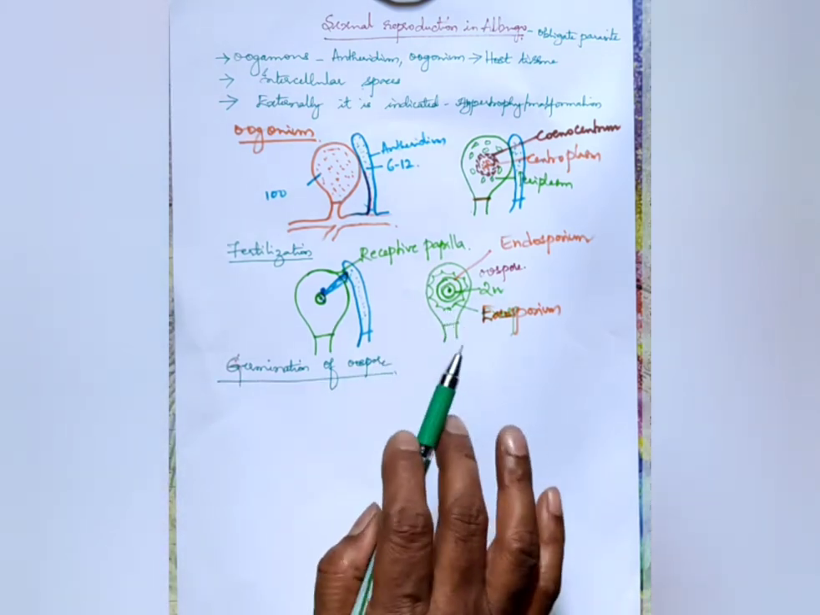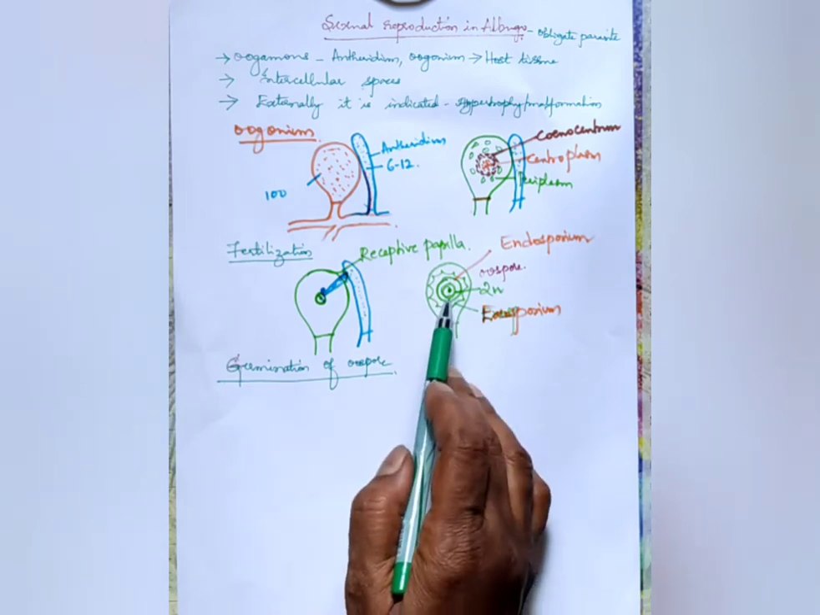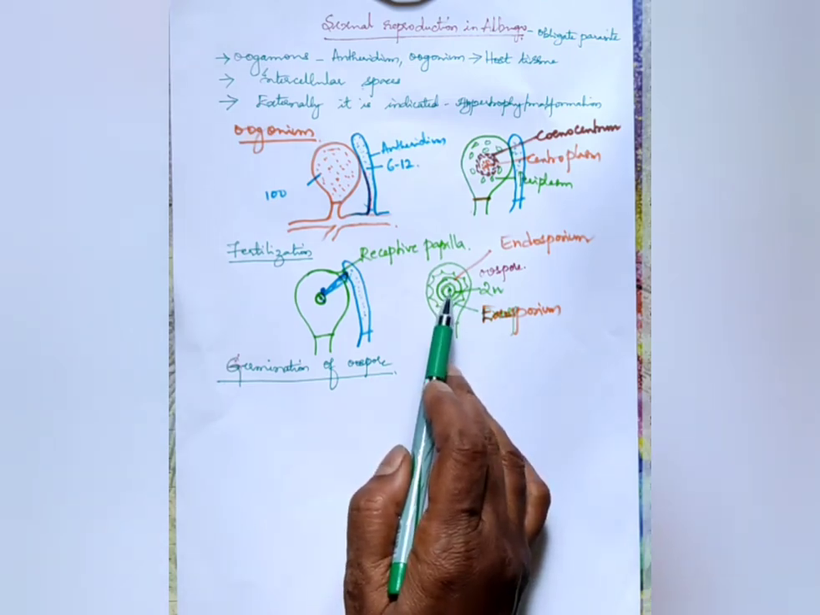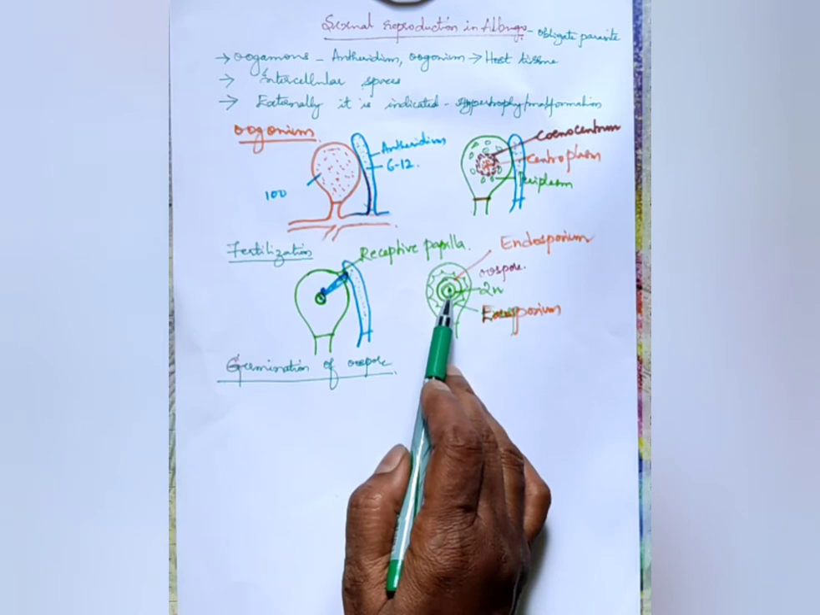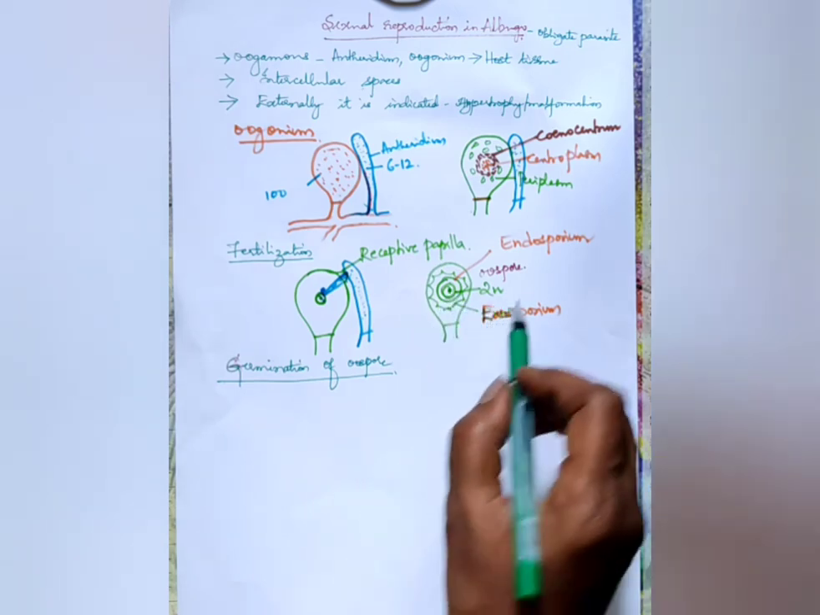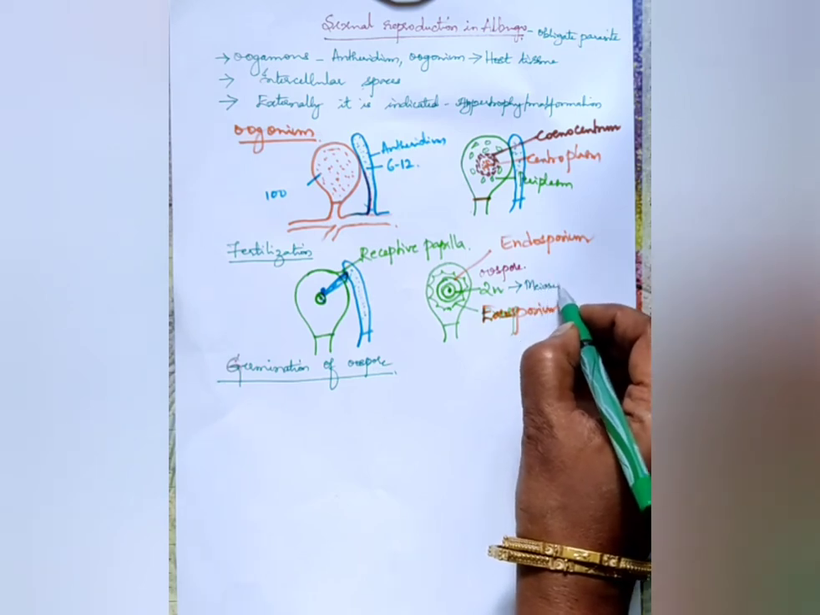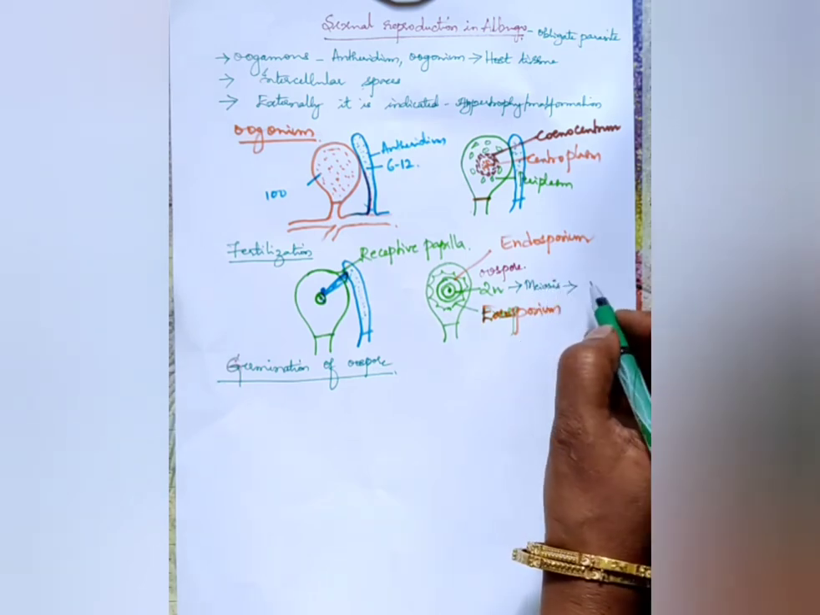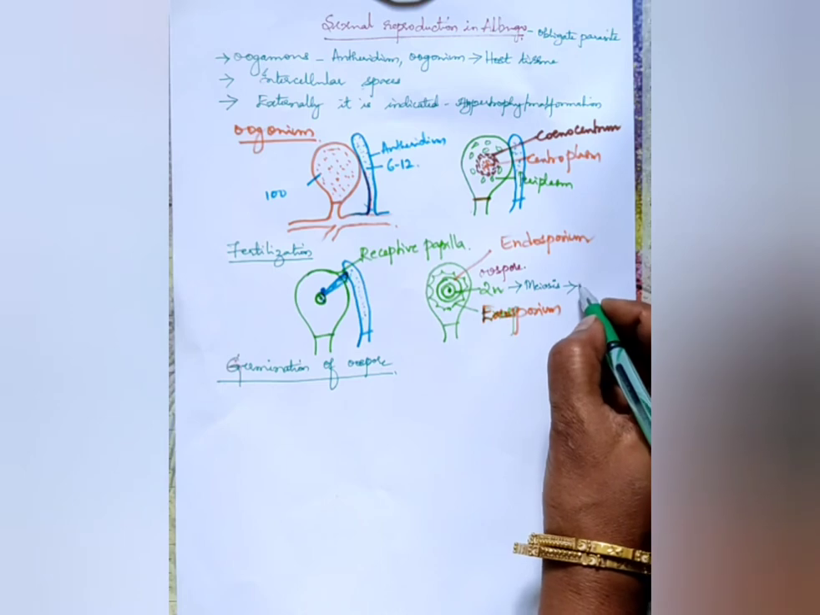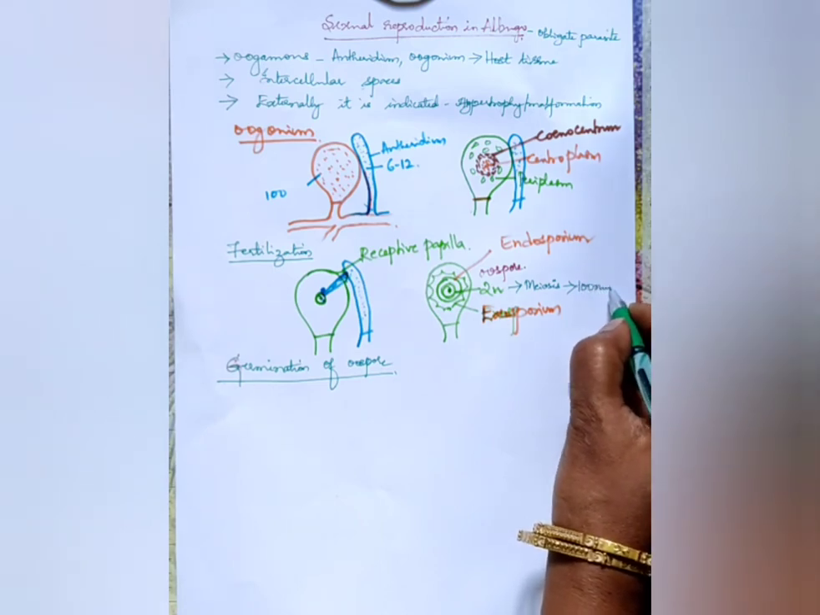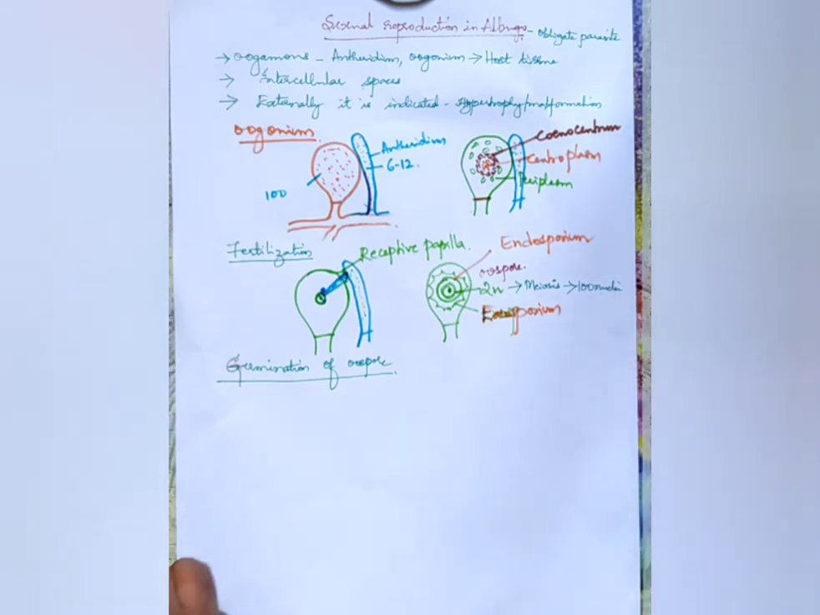Now it takes rest for some time. So this diploid nucleus undergoes meiosis, the reduction division, and it produces a number of nuclei by mitotic divisions, resulting in around 100 nuclei.